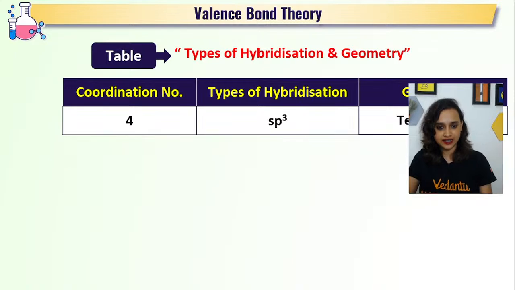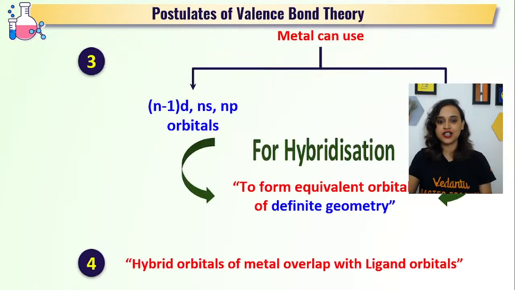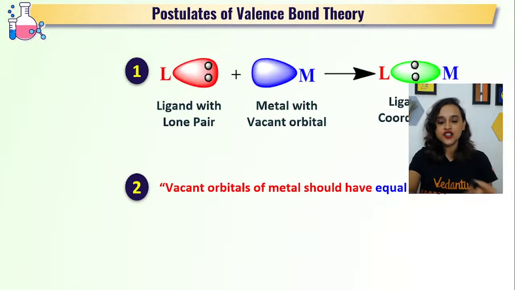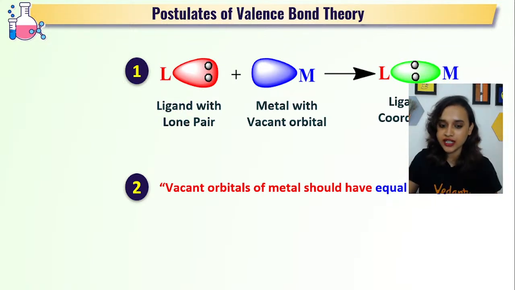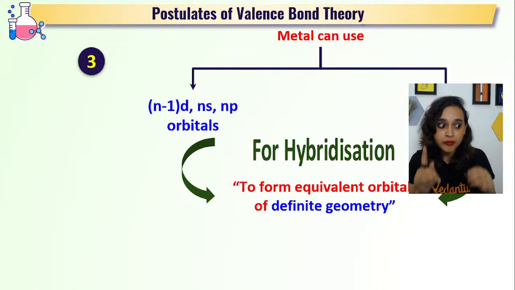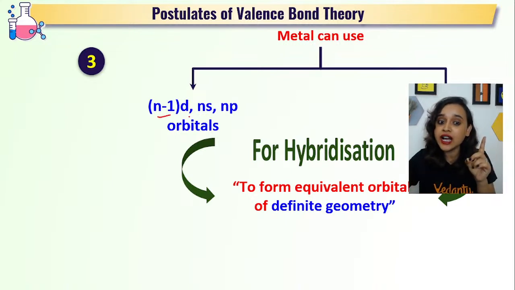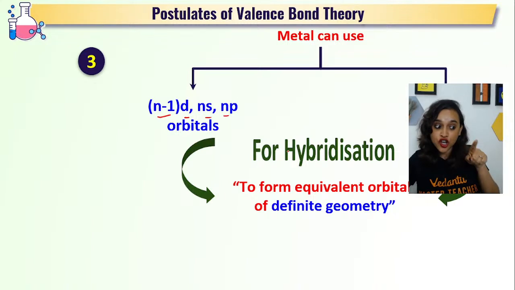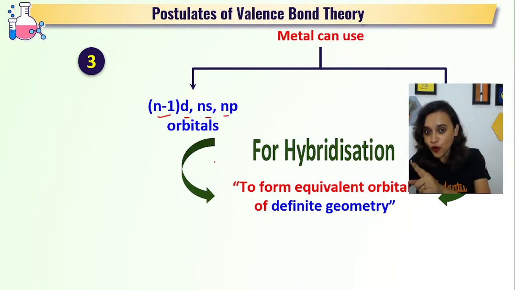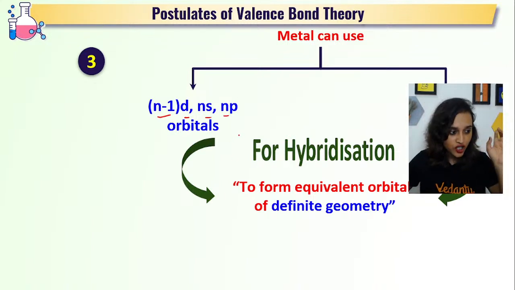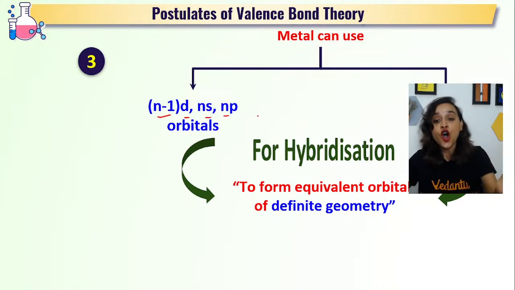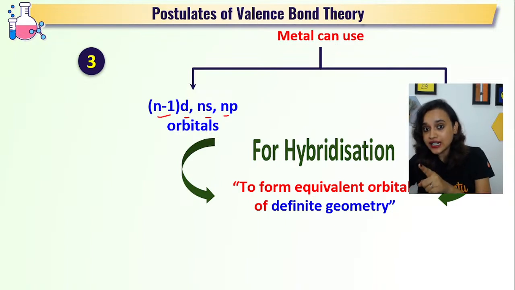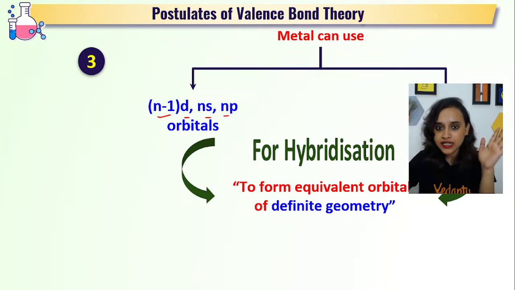Now let's try to understand this. The vacant orbitals of the metal should have equal energy. The metal can use either (n minus 1)d, ns, np orbitals, which we saw as 3d, 4s, 4p, right now with Fe and CN 6, or there is another possibility, that is ns, np, nd orbitals, for hybridization.